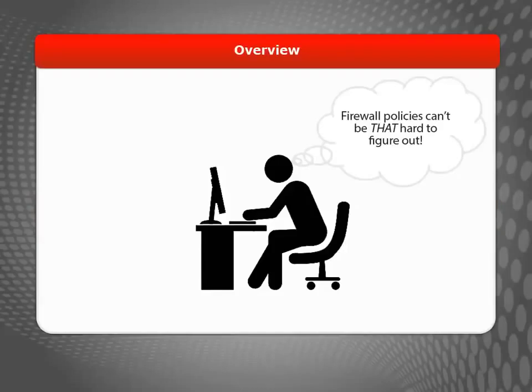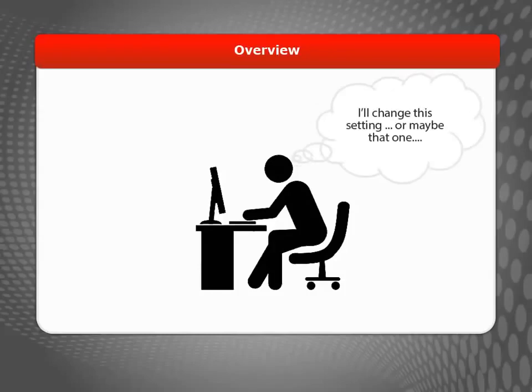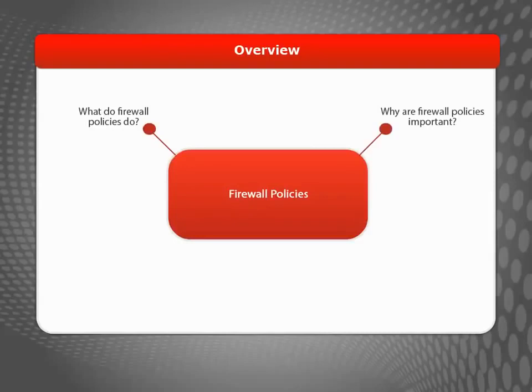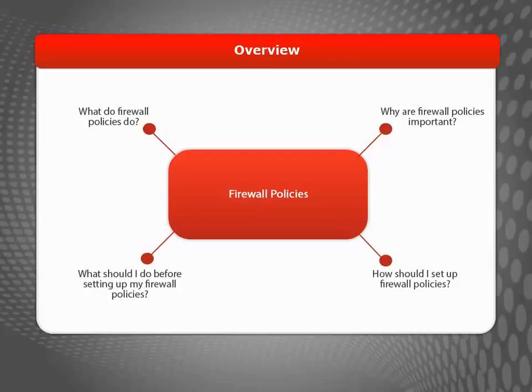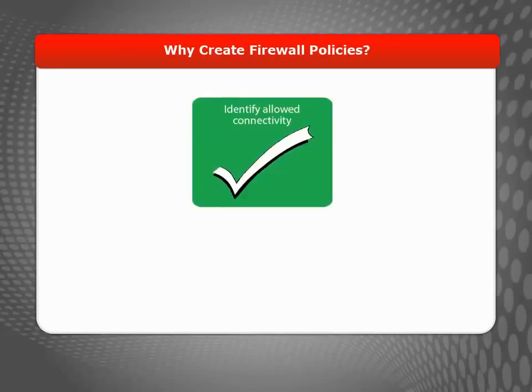People try to configure firewall policies without really understanding what to do or how to set them up. And then, if the policies don't operate as expected, people tend to blame the firewall. Creating a firewall policy should not be a matter of trial and error. In this video, I'll review the information and knowledge you need to get your Firebox or XTM device policies right the first time. The primary reason to create firewall policies is to identify what connectivity is allowed through your firewall.